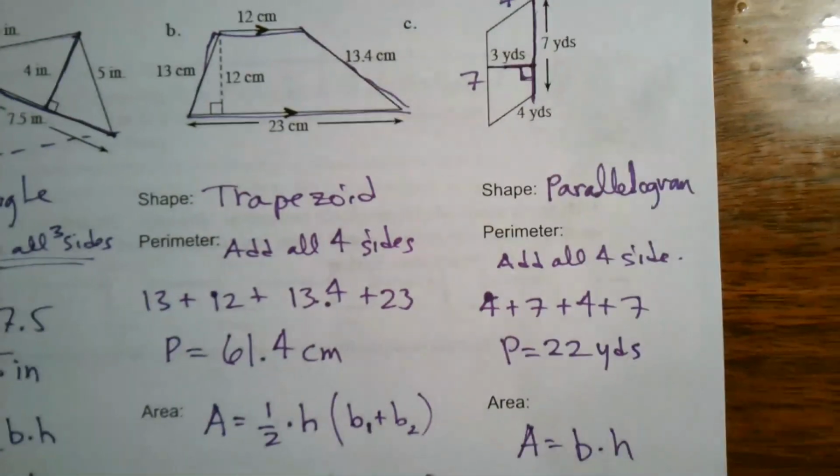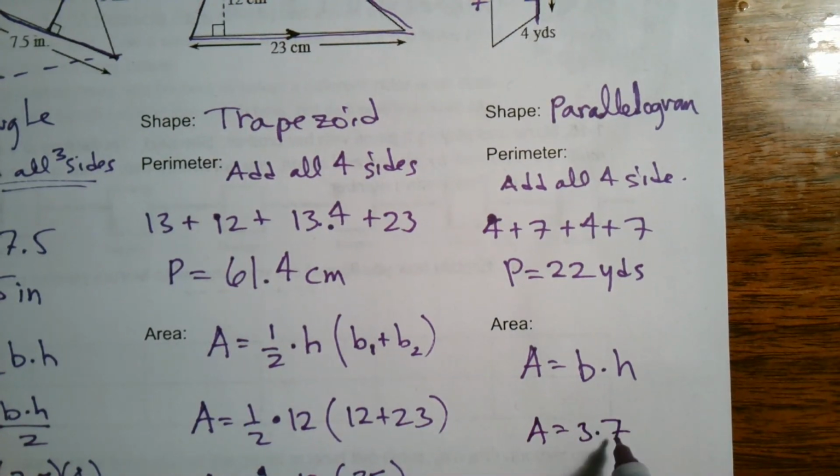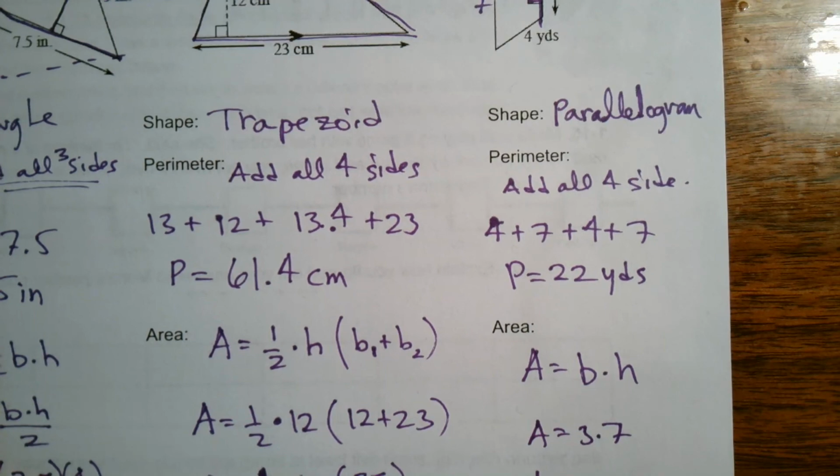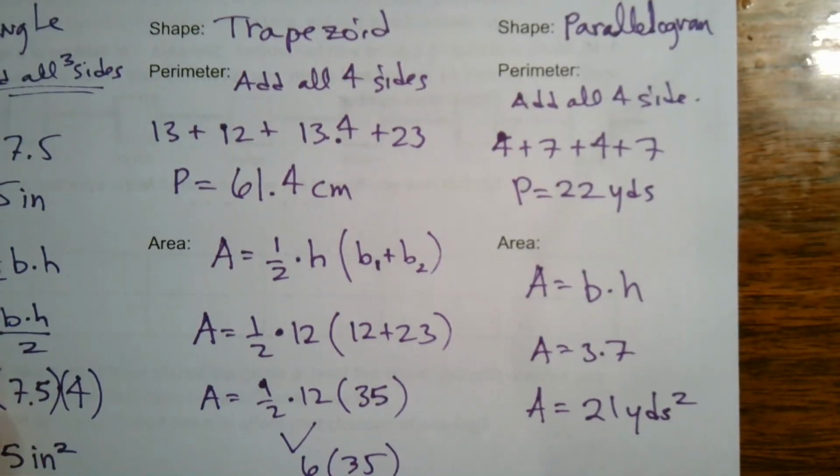So really, for this case, the area is going to be 3 times 7. So area is 21, and again, yards, and in this case, squared, yards squared. So 21 yards squared.